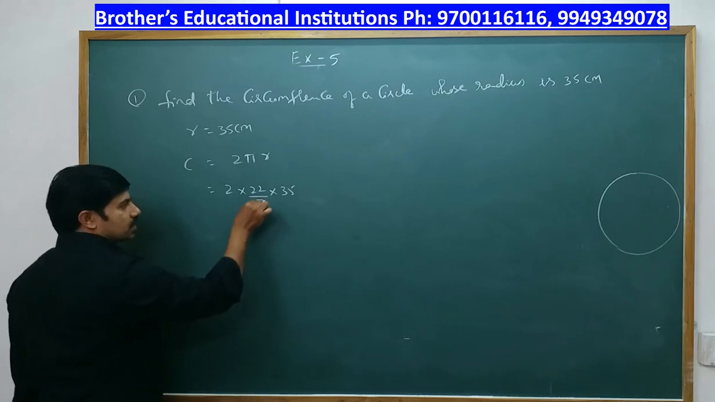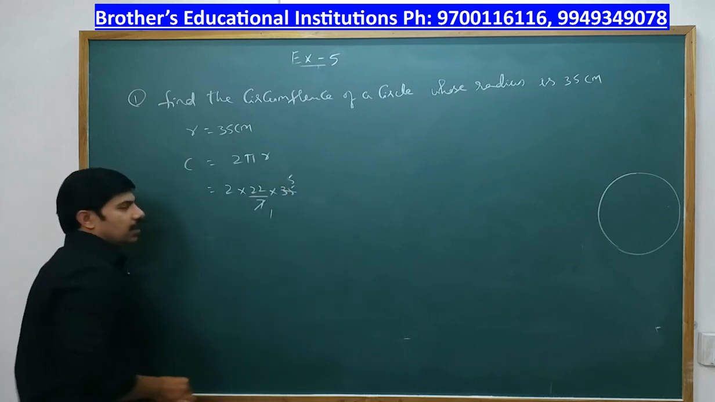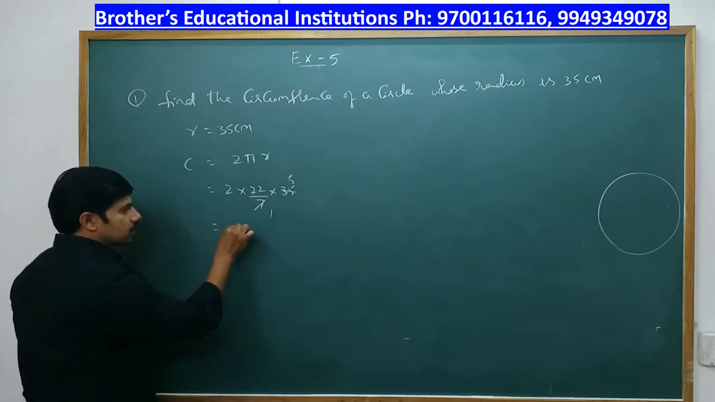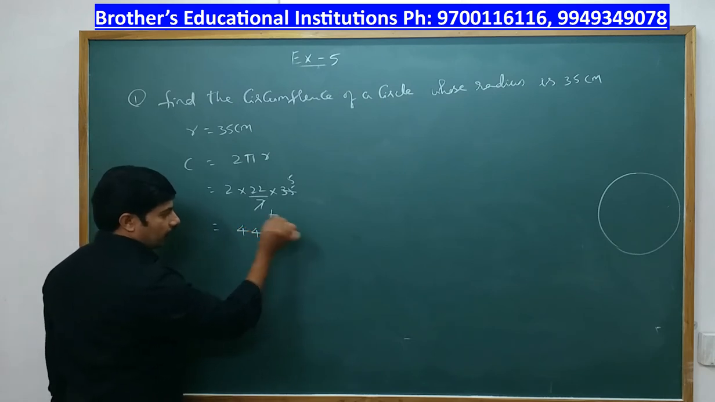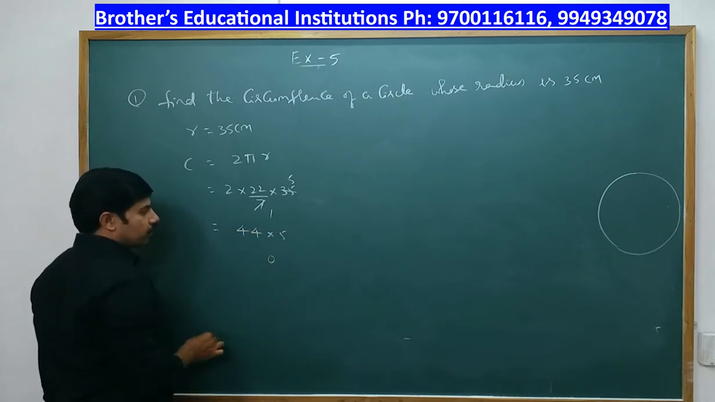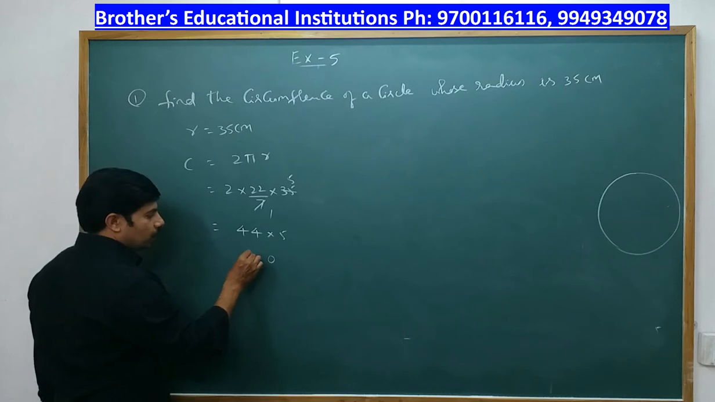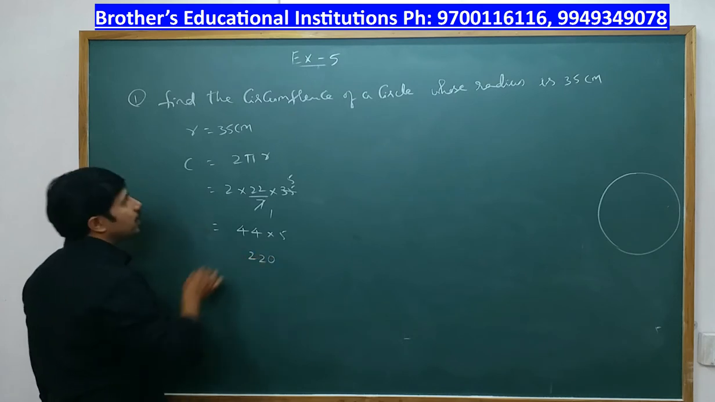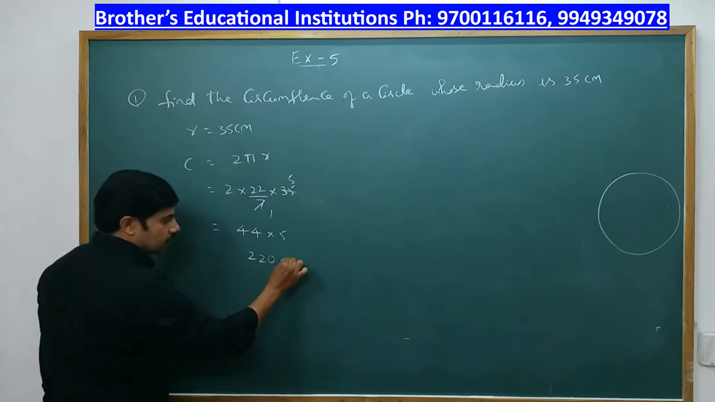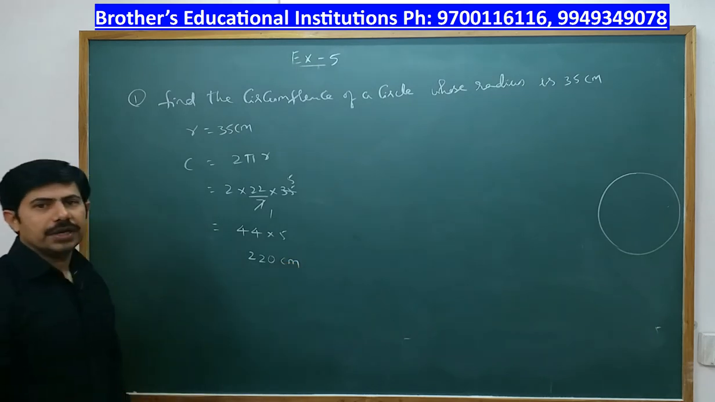Okay, so 7 fives are 35, we can cancel. Now 2 into 22 is 44 into 5. So you have to multiply this. 5 4s are 20, 5 4s are 20 and 2 is 22. So we get 220. The units is given as centimeters. So circumference is 220 centimeters.